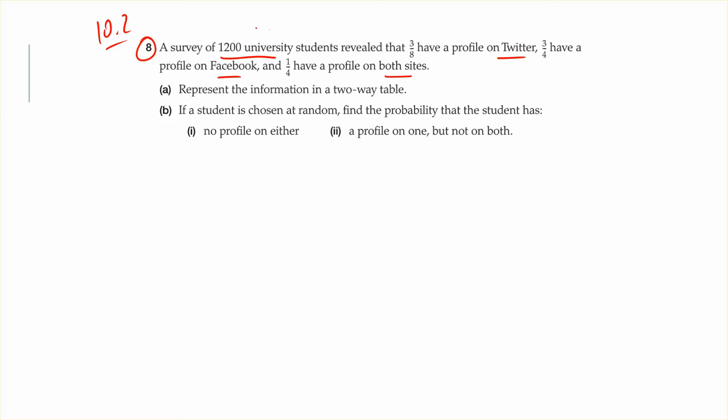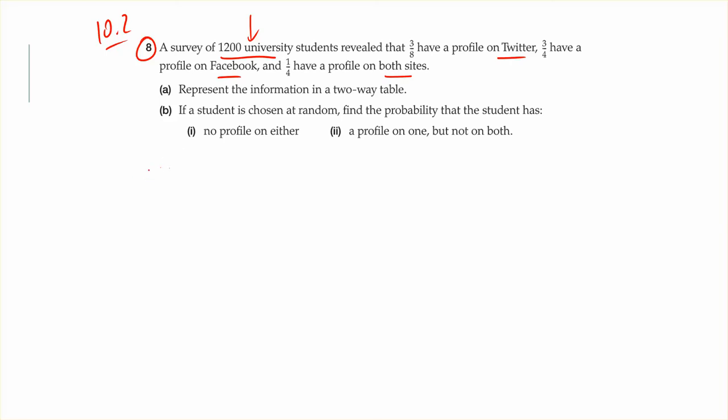Now, the first thing we need to consider is, do we do this in terms of the count of students, or do we do this as a probability table? I would do the two-way table as a probability, since most of the information is given in terms of a probability fraction.